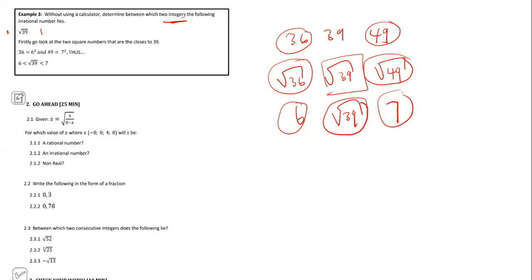Okay, so that's how we determine the integers that are between this irrational number. This is an irrational number, so we were looking for the integers next to it, the integers that are between that. We're going to use the root signs. Okay, I hope that was clear.